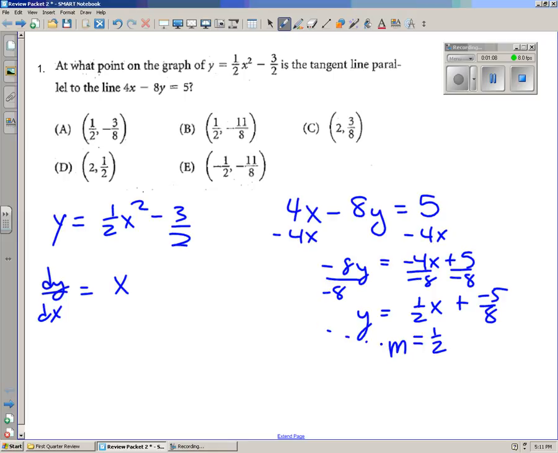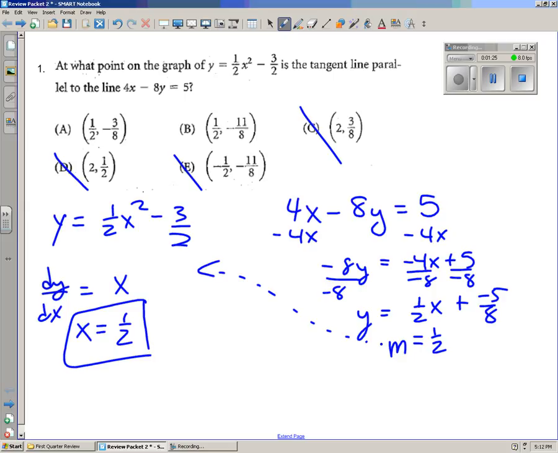And we want this to equal 1/2. So now we know x is 1/2, because the slope is just x, because that was the derivative. So x is 1/2. Now we're down to two choices. That's the beauty about this question. You're down to two choices.